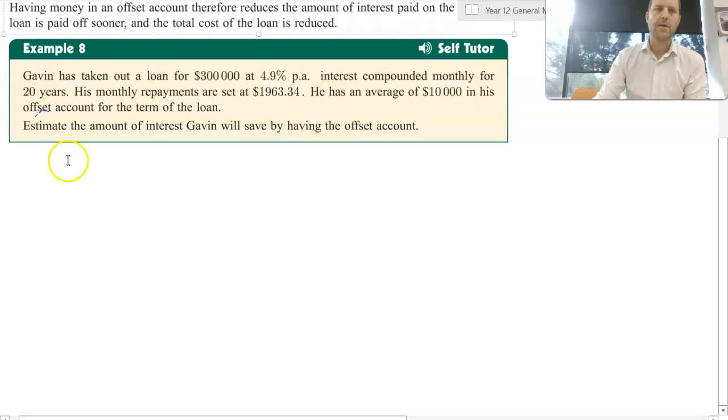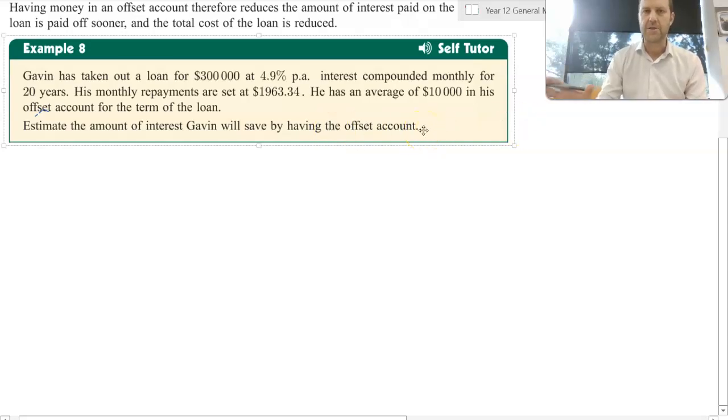This will be an approximate saving, but how does having an offset account reduce the amount of interest you would pay on a loan? So it says here, Gavin has taken out a loan for $300,000 at 4.9% per annum with interest being compounded monthly. And that's going to be for 20 years. His monthly repayments are set at $1,963.34. And on average, he has $110,000 in his offset account for the term of the loan. So this is to estimate the amount of interest Gavin will save by having the offset account.